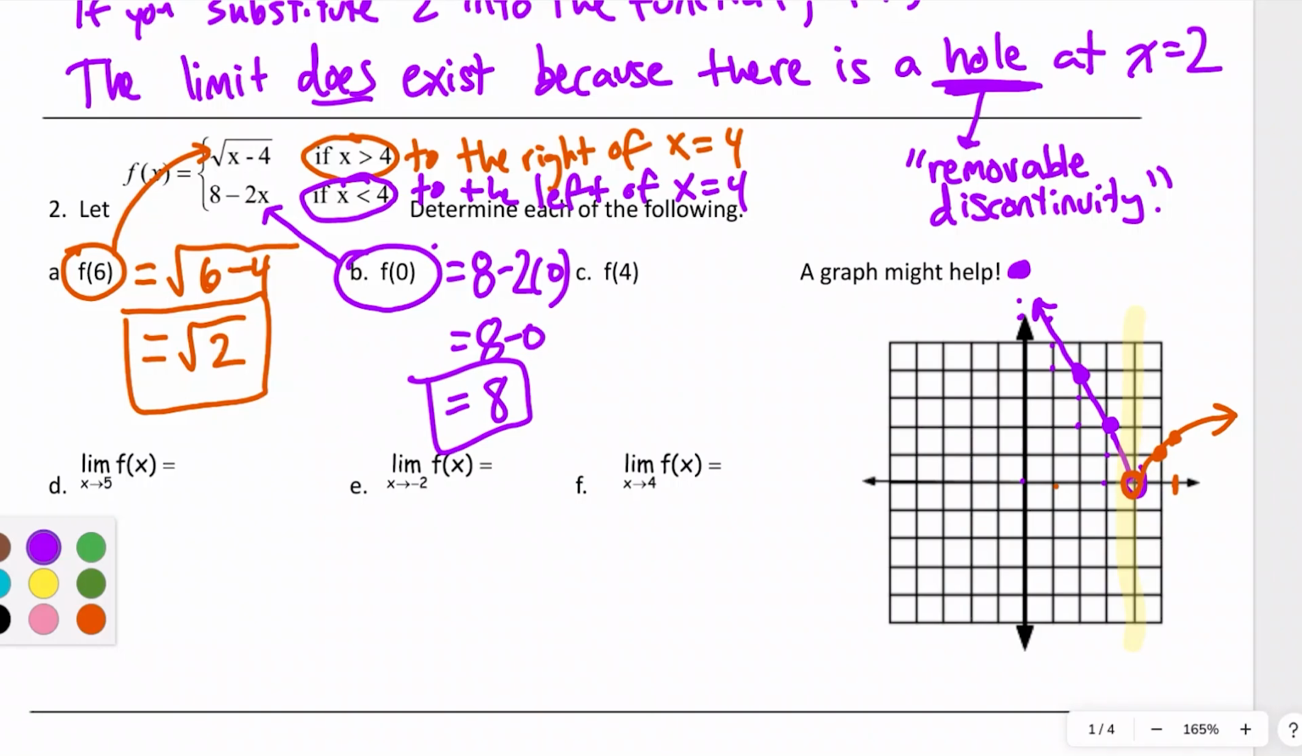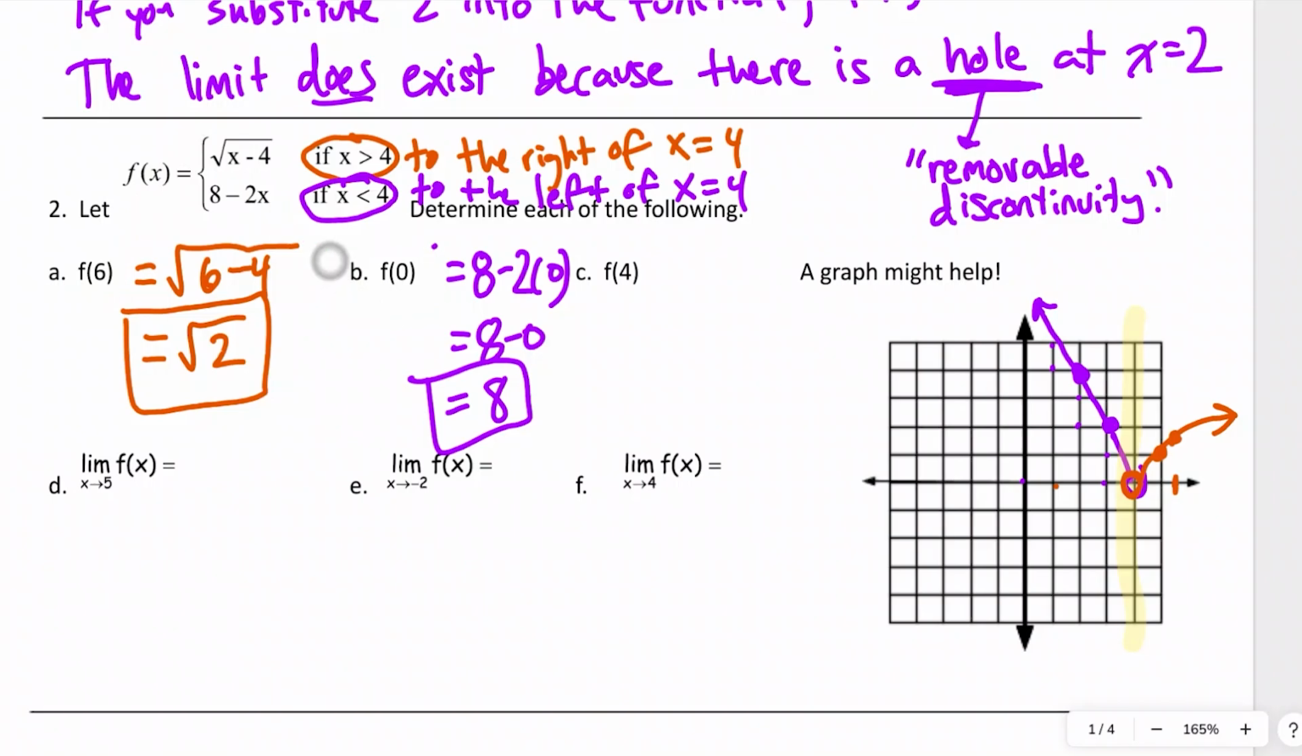f of 4. Now, we have two pieces, one of which is defined for x being less than 4, and one of which is defined for when x is greater than 4. Neither one of these is defined for when x is 4. So none of them are defined for when x is 4. I'm going to clean this up a little bit, it's easier to read. So it's just undefined.